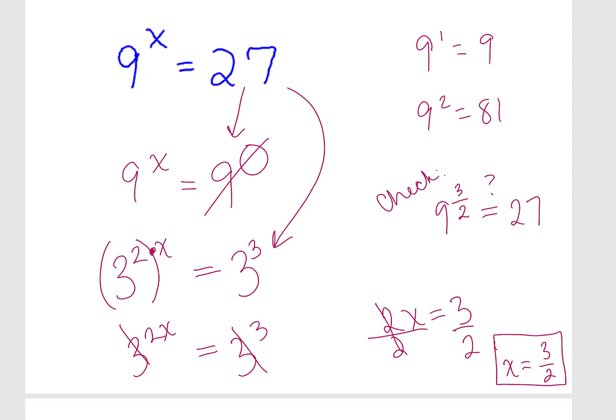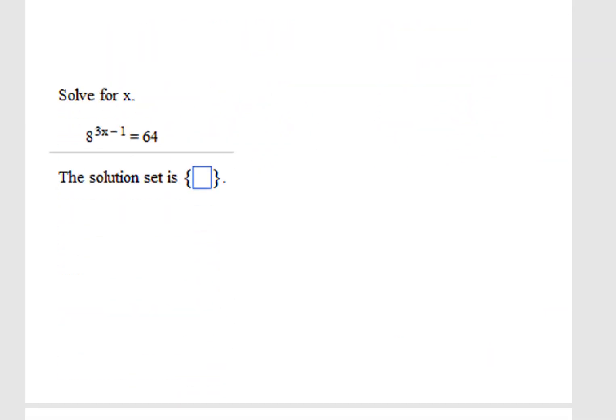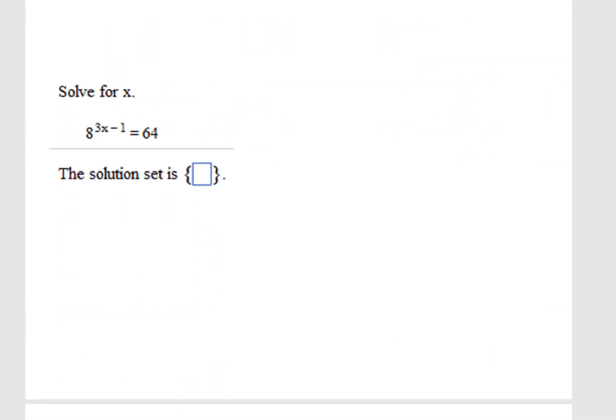Let's try another one. Okay. So 8 up to the 3x minus 1 power equals 64. So remember, my goal here is to get the same base. So what I'm looking at is 8 and 64. I want to try to see if I can express 64 with a base of 8. But 8 to the second power is 64.